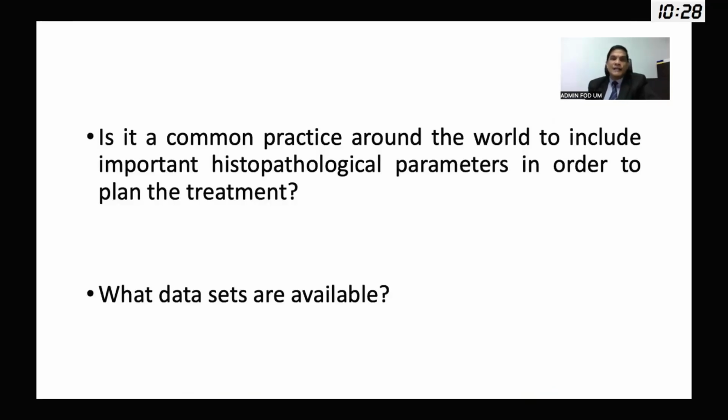So the question that I ask here is: is it a common practice around the world to include important histopathological parameters in order to plan treatment? The answer is yes and no. Are there data sets including these things available? The answer is a big yes.